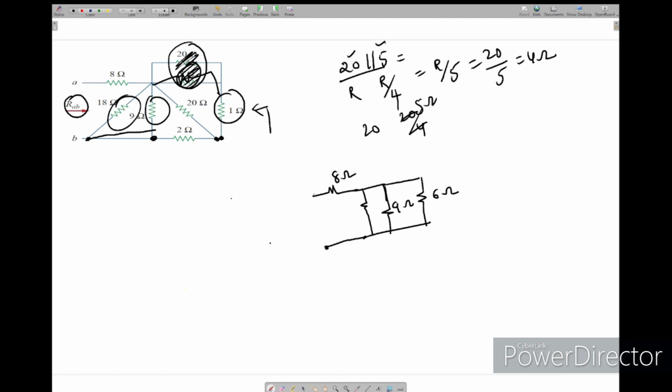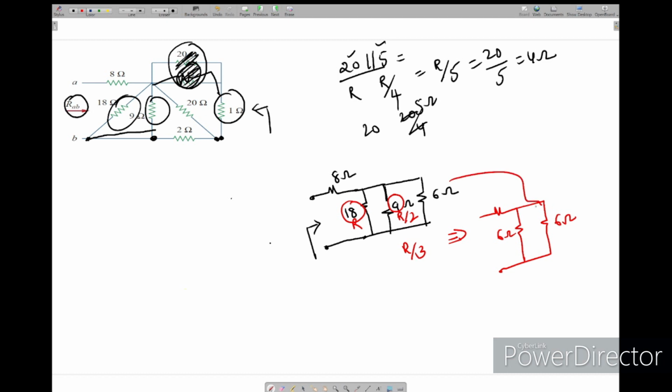We have to find the equivalent resistance here. See again, here we have 18. If you see these two, I can take this R and this R by 2. How much will I get? R by 3. Means I can replace the 18 and 9 in parallel. So how much will we get? R by 3. Means here I will get 6 ohm. Again already this 6 ohms, it is 6 ohms only. This 8 ohm. Again you have to find here.